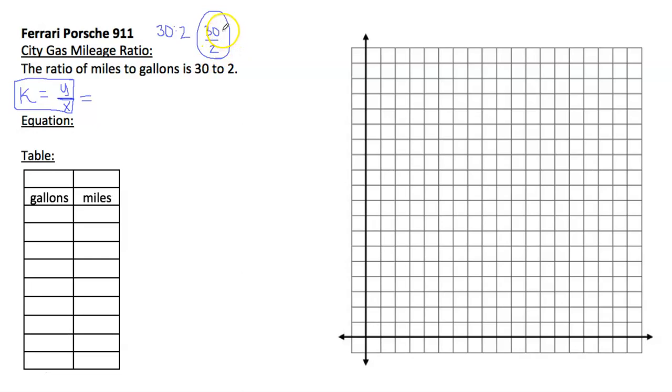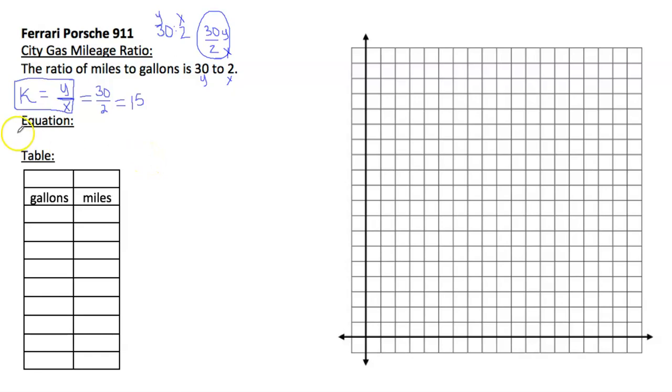That means the first number is y, the second number is x. The first number is y, the second number is x. I'll label it over here too, y and x. So I fill in my formula, 30 for y, 2 for x, and I get a unit rate of 15.